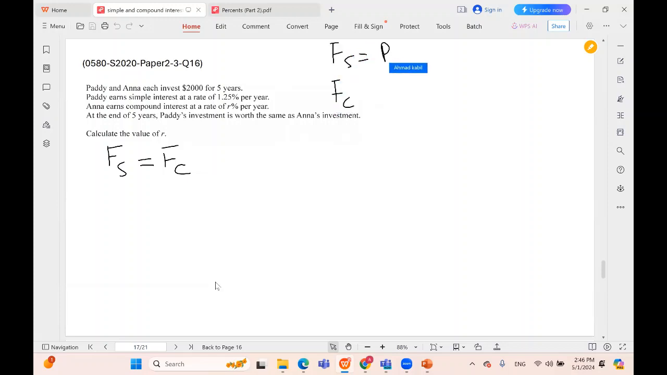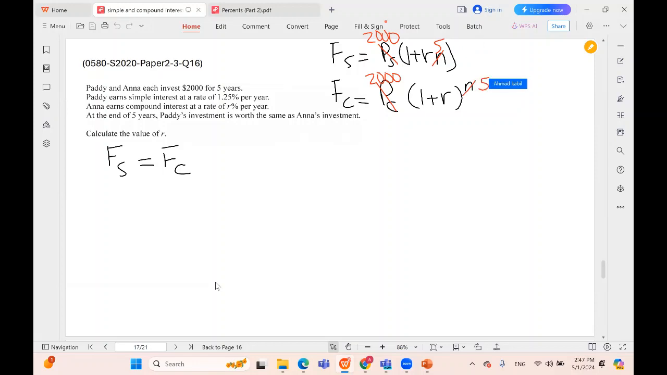Fs is Ps times 1 plus Rn. The subscript just means simple or compound. So here this is P compound times 1 plus R to the power n. So both of them invest the same amount. So this is 2,000 and this is 2,000. Both of them invest for 5 years. So this is 5 and this is 5.